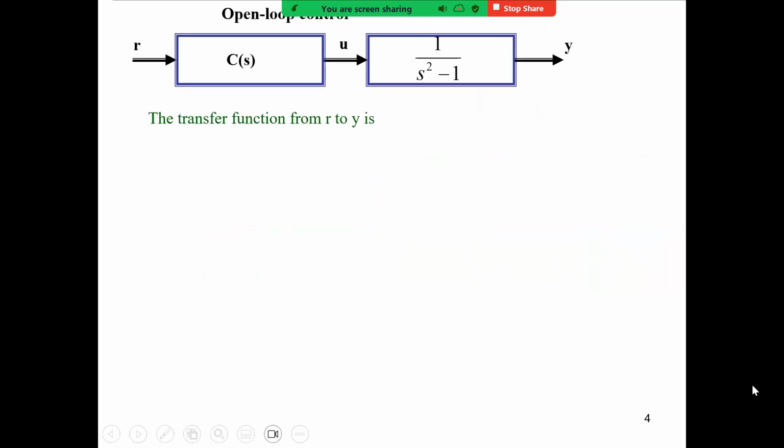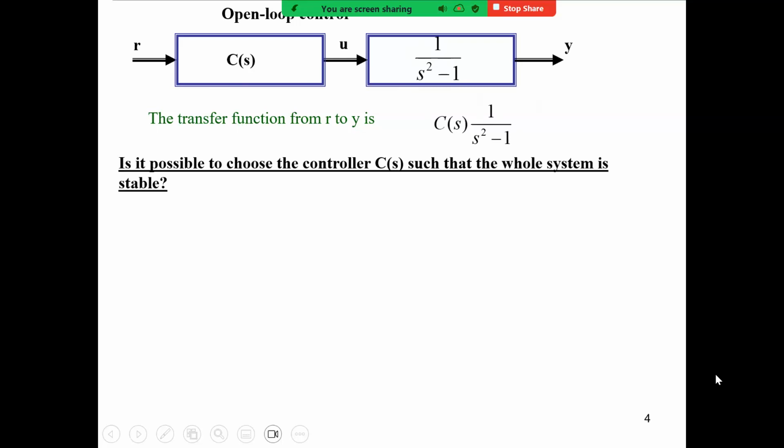If we use open loop, this is the transfer function of the system, this is the transfer function for the controller, and this is the transfer function for the plant. Then you multiply them, and we discussed whether it is possible to choose the controller such that the whole system is stable. Do you still remember the conclusion? Can you make the unstable system stable by open loop? No.